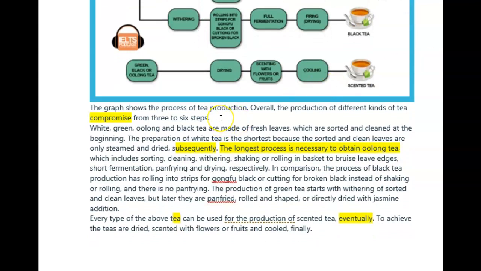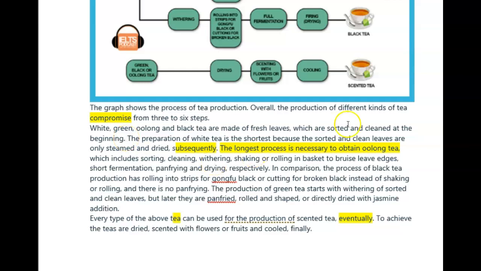So the graph shows the process of tea production. Overall, the production of different kinds of teas comprise. No, it's not compromise, you say comprise. So compromise is when you don't want to do what somebody else wants you to do. So this is comprise. So comprises from 3 to 6 steps. So these teas are made of fresh leaves, which are sorted and cleaned at the beginning. So it's a lovely chance to use the passive tense, isn't it, all the way through.